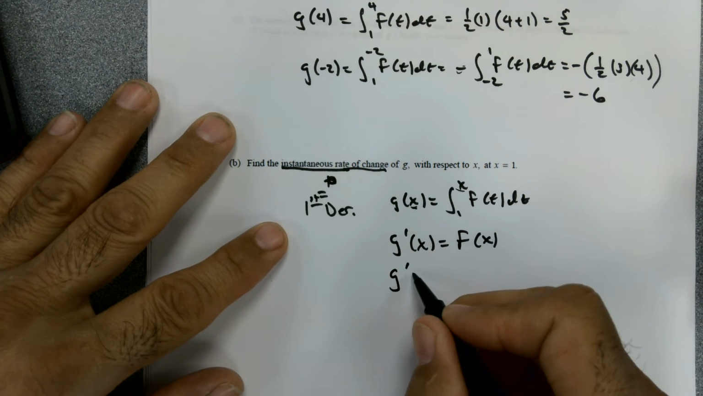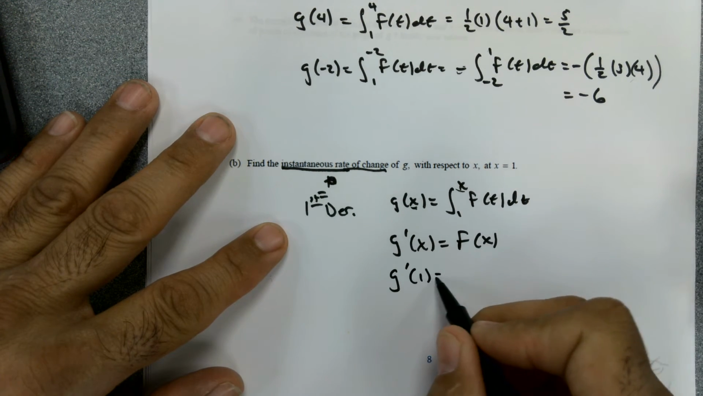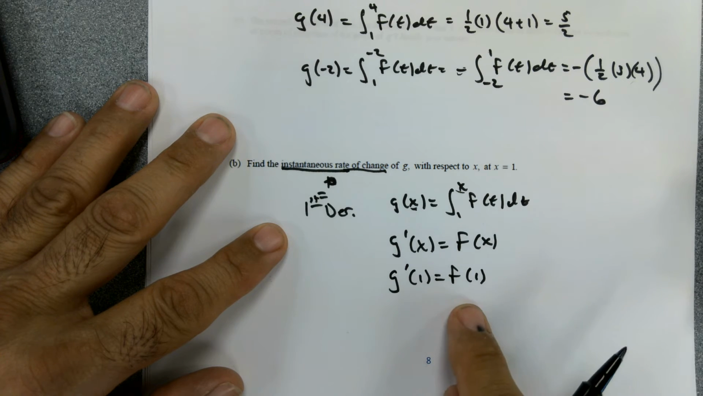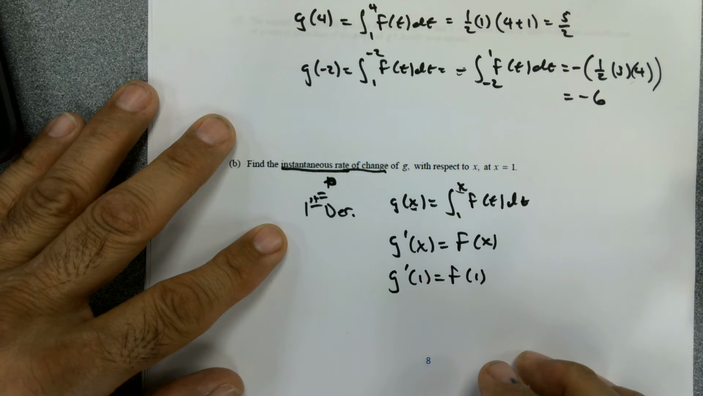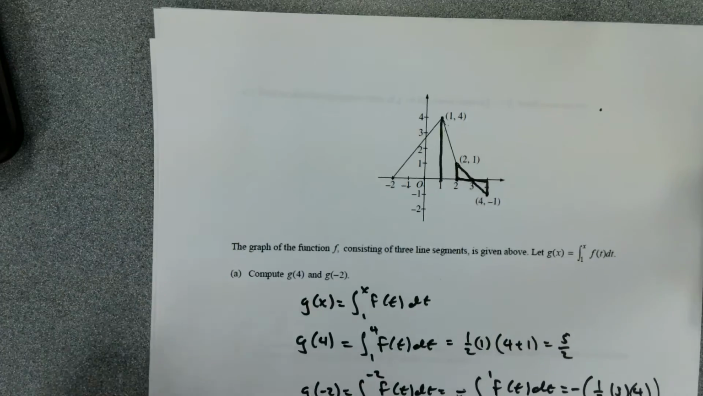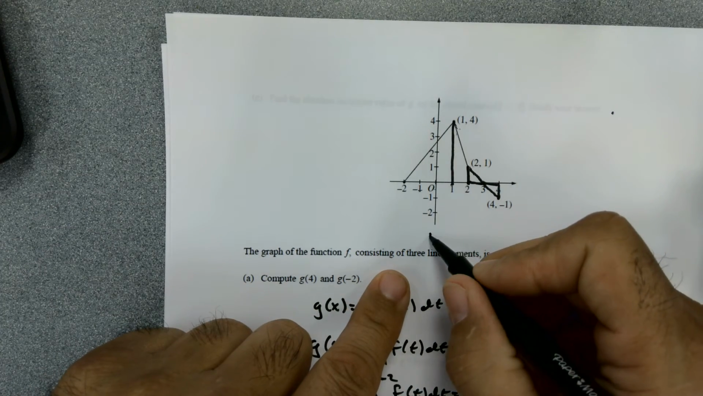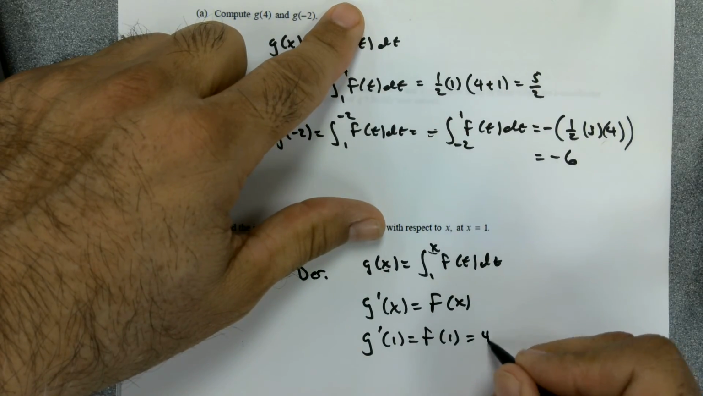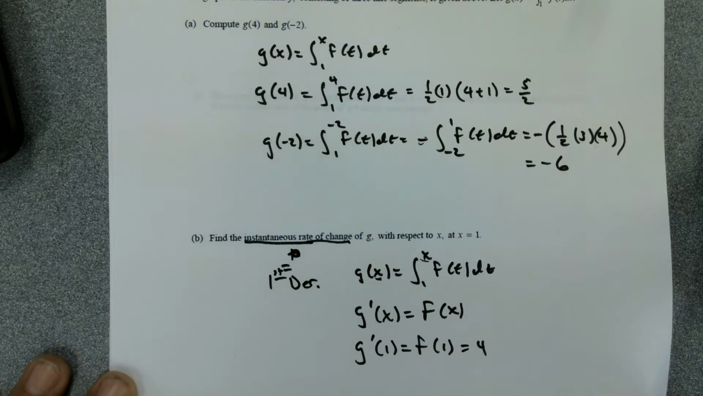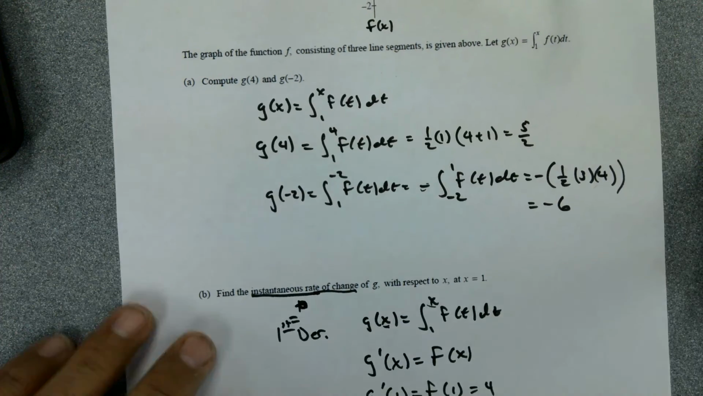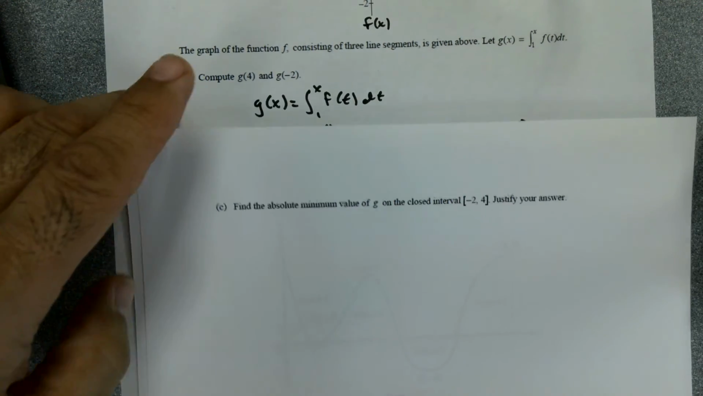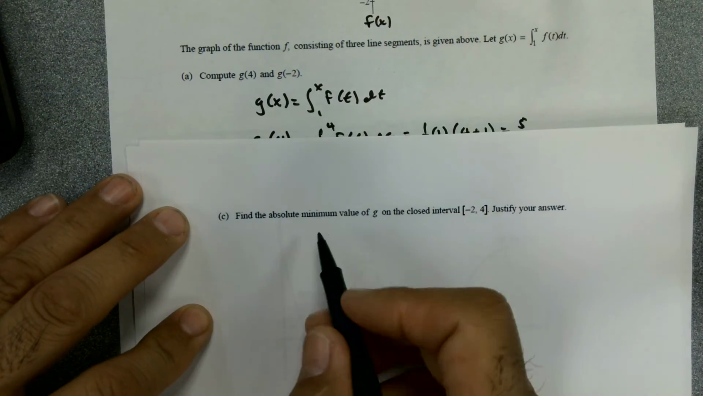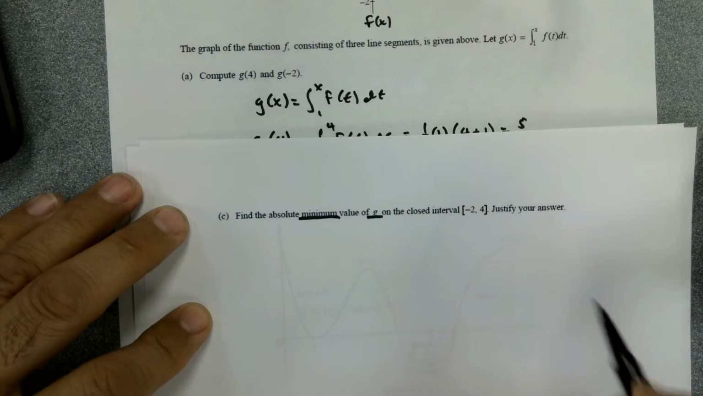Now, g prime of 1 is equivalent to f of 1. And now I need to find out what f of 1 is. Well, what's f? f is this function here, and f of 1 is going to equal 4. So that value is 4. Okay, let's continue on. The C question says, I want the absolute minimum of g.